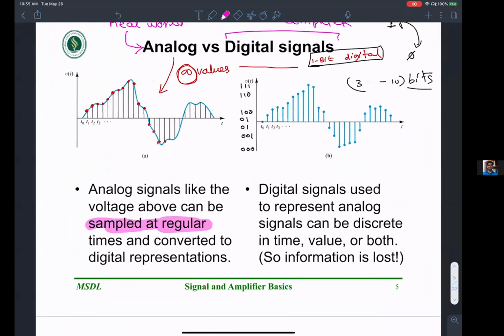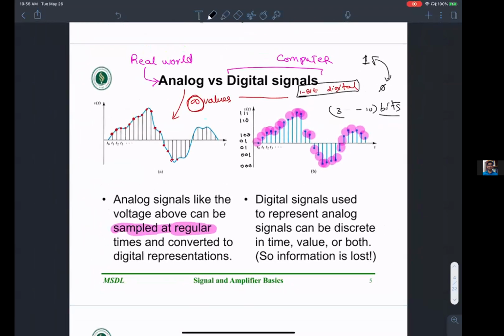Now, digital signals are used to represent analog signals. They can be discrete, like I said. Instead of having an infinite range of values here, I only have a limited number of values, a discrete set of values. Any analog signal is rounded to its closest digital value when converting to a digital signal. Okay, so that's the idea of conversion between analog and digital signals.